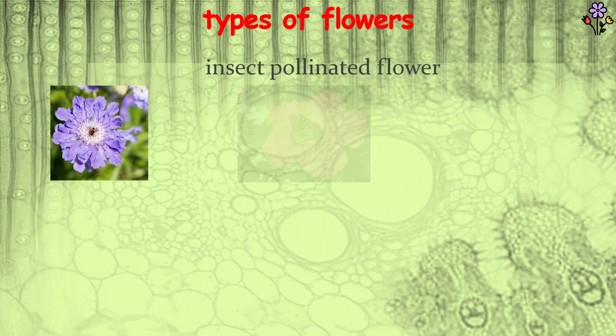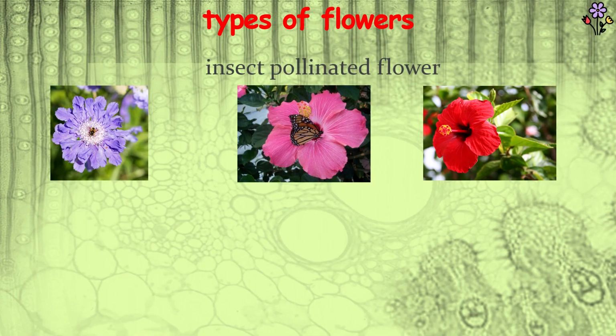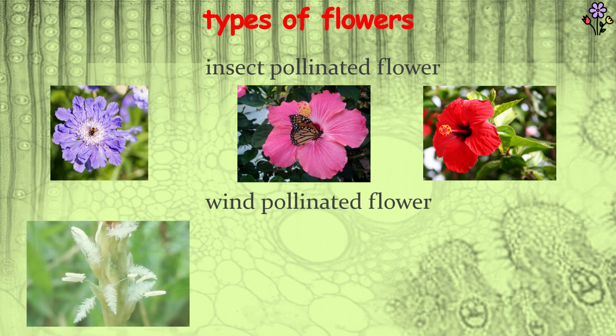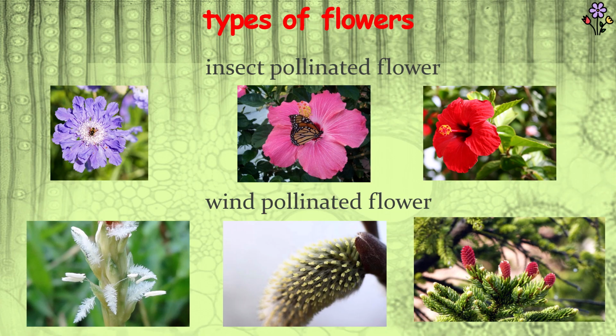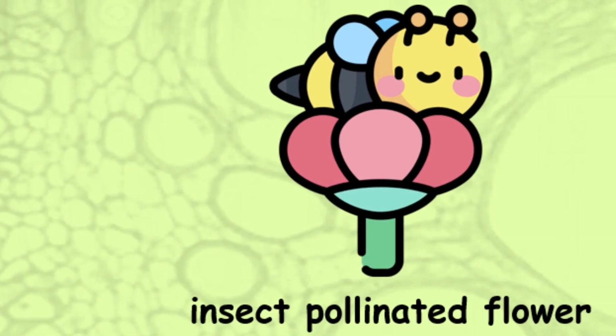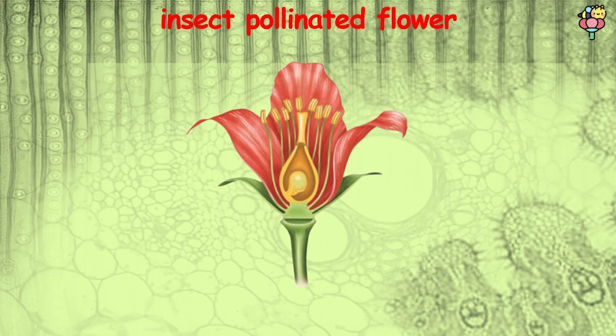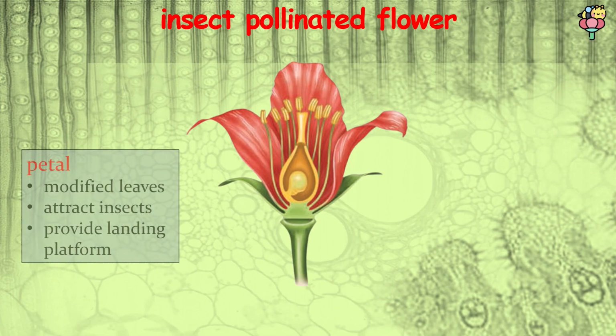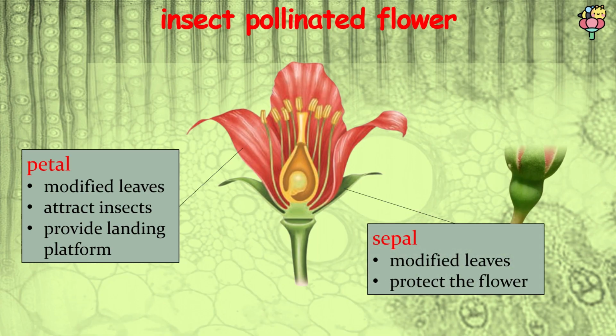The insect-pollinated flowers are what people normally think of when you say flower. They have their iconic petals, unlike wind-pollinated flowers, which are not that flashy, but nevertheless still contain the reproductive gametes. For insect-pollinated flowers, their most distinctive feature is their petals, which are modified leaves. They attract insects and provide a landing platform. Sepals surrounding the petal are also modified leaves, which protect the flowers when they are still budding.